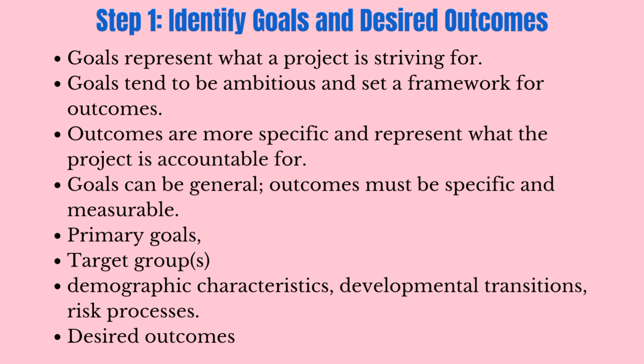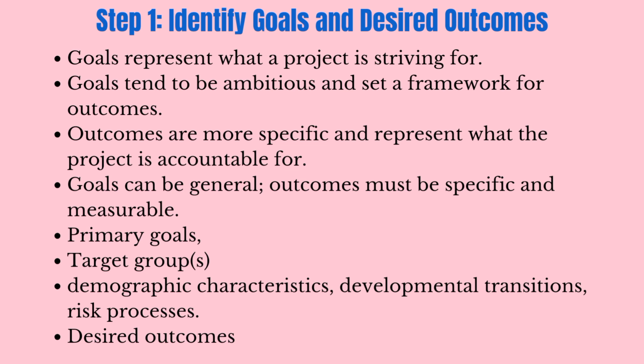Step 1. Identify goals and desired outcomes. Starting with goals sets the project's sights. Goals represent what a project is striving for. Goals tend to be ambitious and set a framework for outcomes. Outcomes are more specific and represent what the project is accountable for. Goals can be general, outcomes must be specific and measurable. If a community initiative addresses a wider community issue, the changes it seeks to create indicate its goals and desired outcomes.